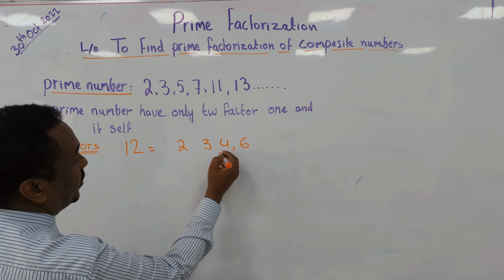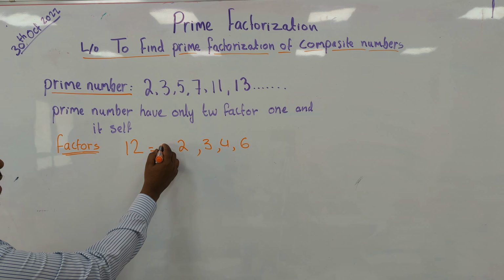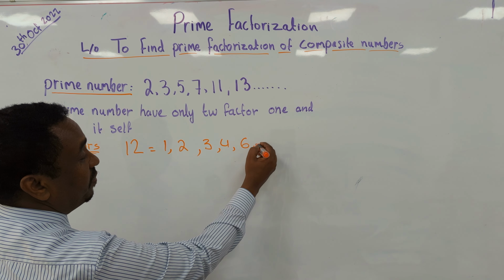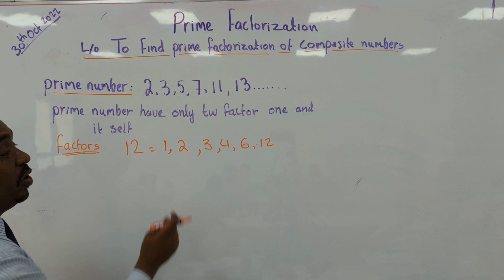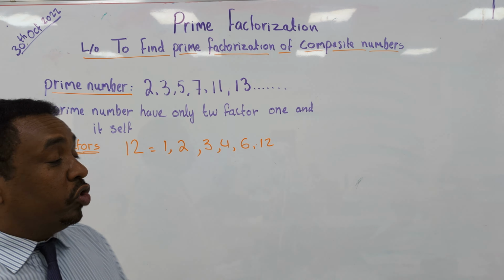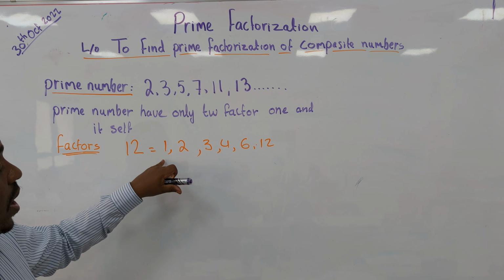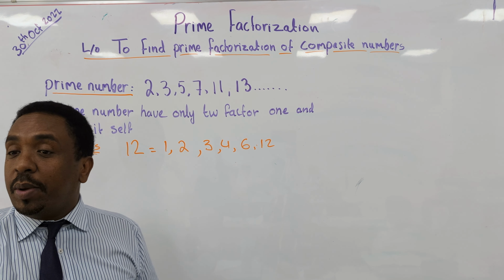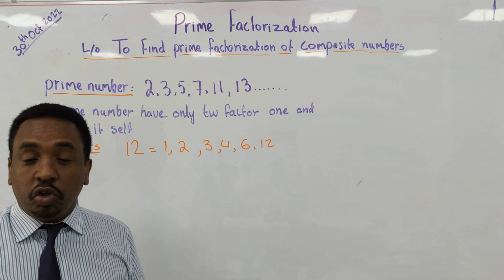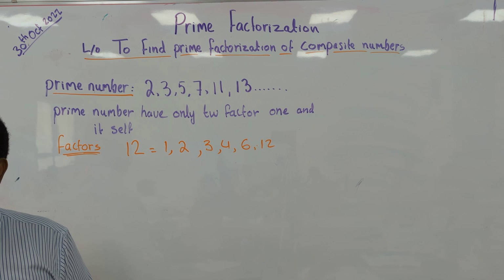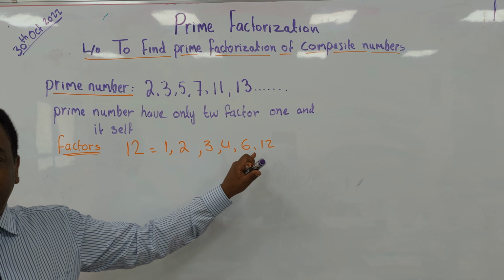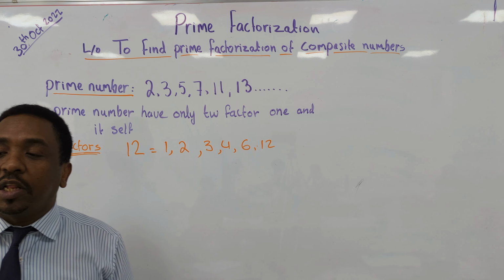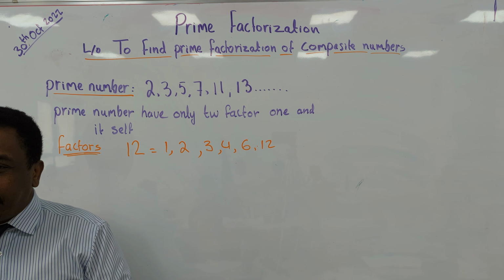What are the numbers? 1 and 12. Because 1 and 12 will also be factors, right? So the factors of 12 are 1, 2, 3, 4, 6, 12, when we put them in order. Does that make sense? Yes. So we know the factors of 12 are those numbers, and those are all the factors of 12. Does that make sense? Yes.